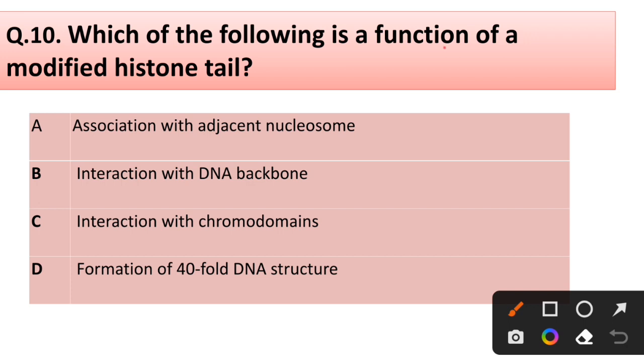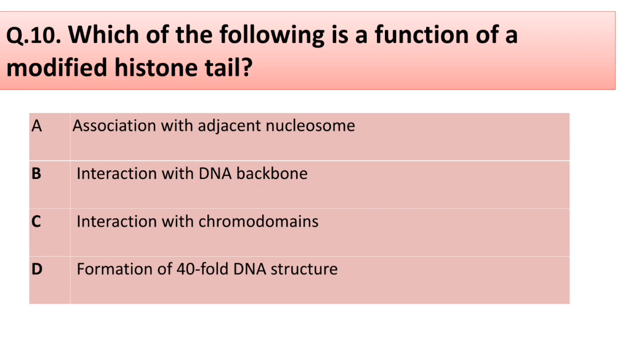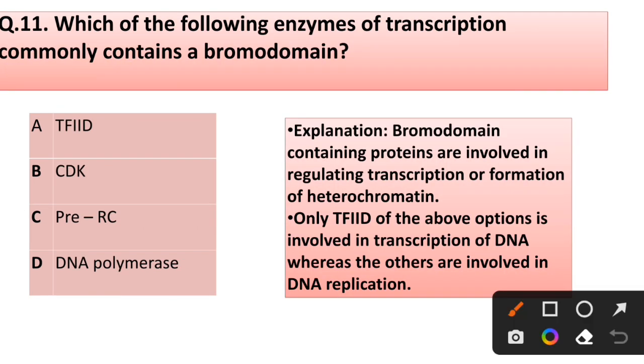Question 10. Which of the following is a function of histone tail modification? Association with adjacent nucleosome, interaction with DNA backbone, interaction with chromodomains, formation of 40-fold DNA structure. Correct answer is option C, interaction with chromodomains. Question 11. Which of the following enzymes of transcription commonly contains a bromodomain? TFIID, CDK, pre-RC, DNA polymerase. Correct answer is option A, TFIID.